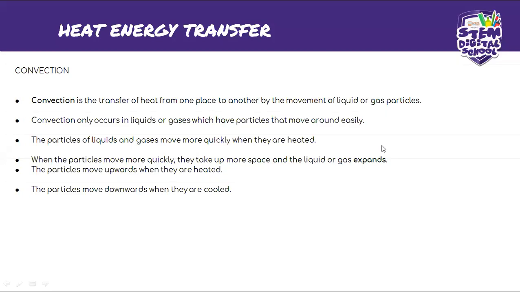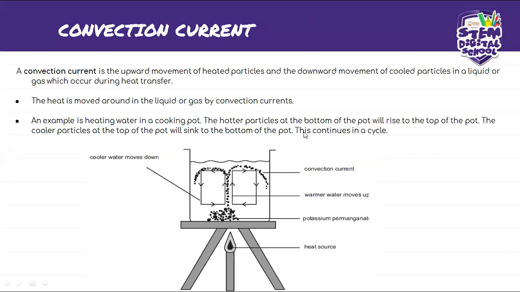Okay, so let's continue. And now we looked at, so can somebody explain convection current in his or her own words? You explain convection current using your own words.